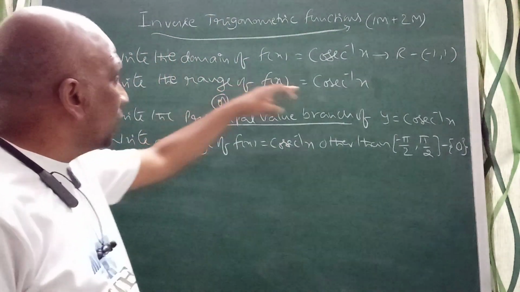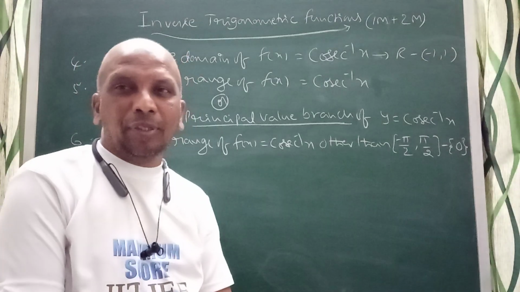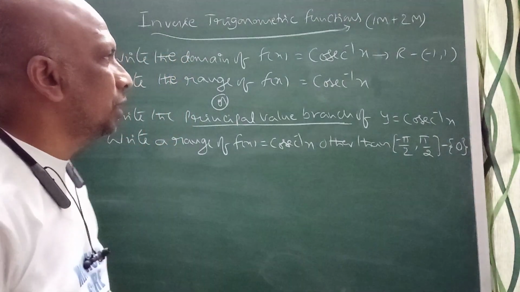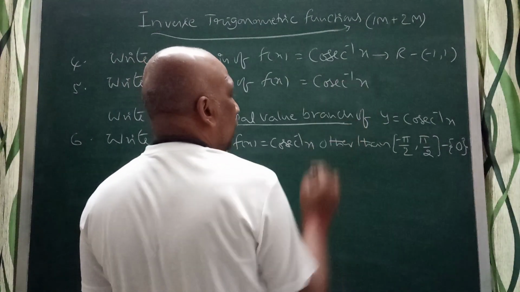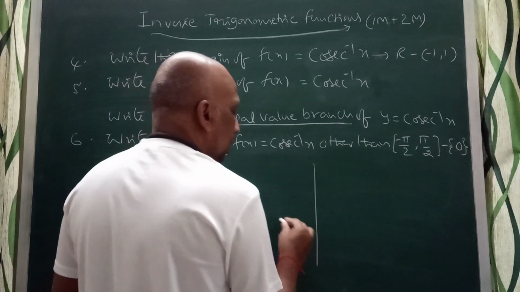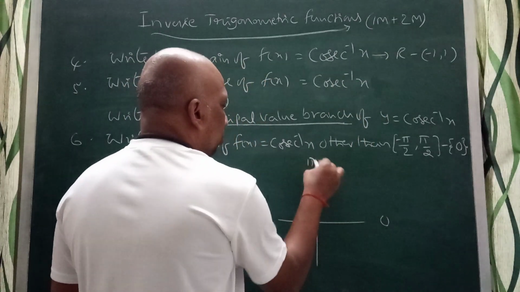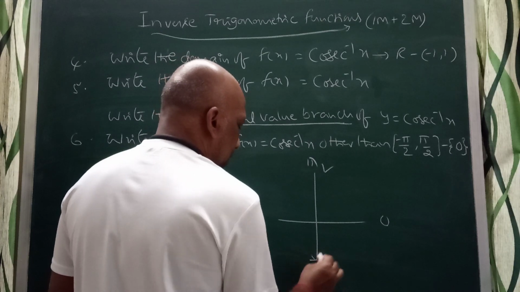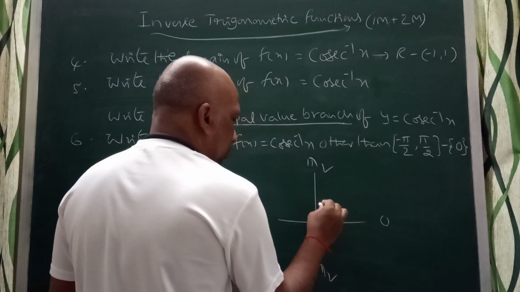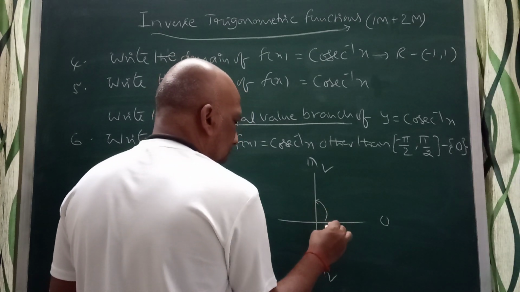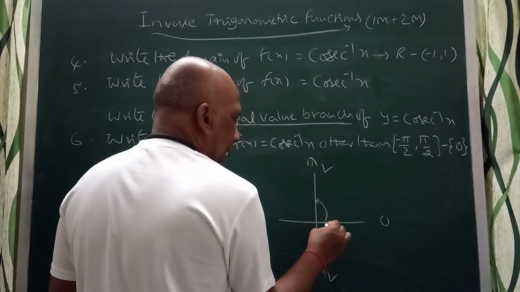When I am talking about the range of f of x equal to cosecant inverse x, here also I can consider between 0 to pi by 2, and I can consider minus pi by 2. This one I can write including this part here, but excluding this.